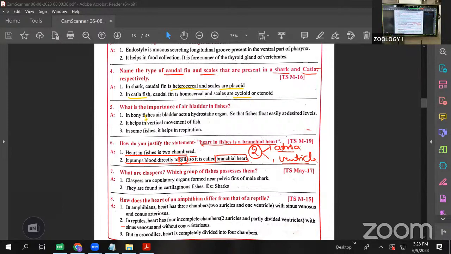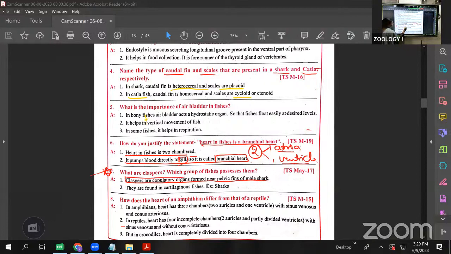Next one is important. What are claspers? Which group of fishes possess them? Claspers are mainly useful for the copulation purpose. They are copulatory organs formed near the pelvic fin of the male shark. The male shark has special organs that we call claspers.